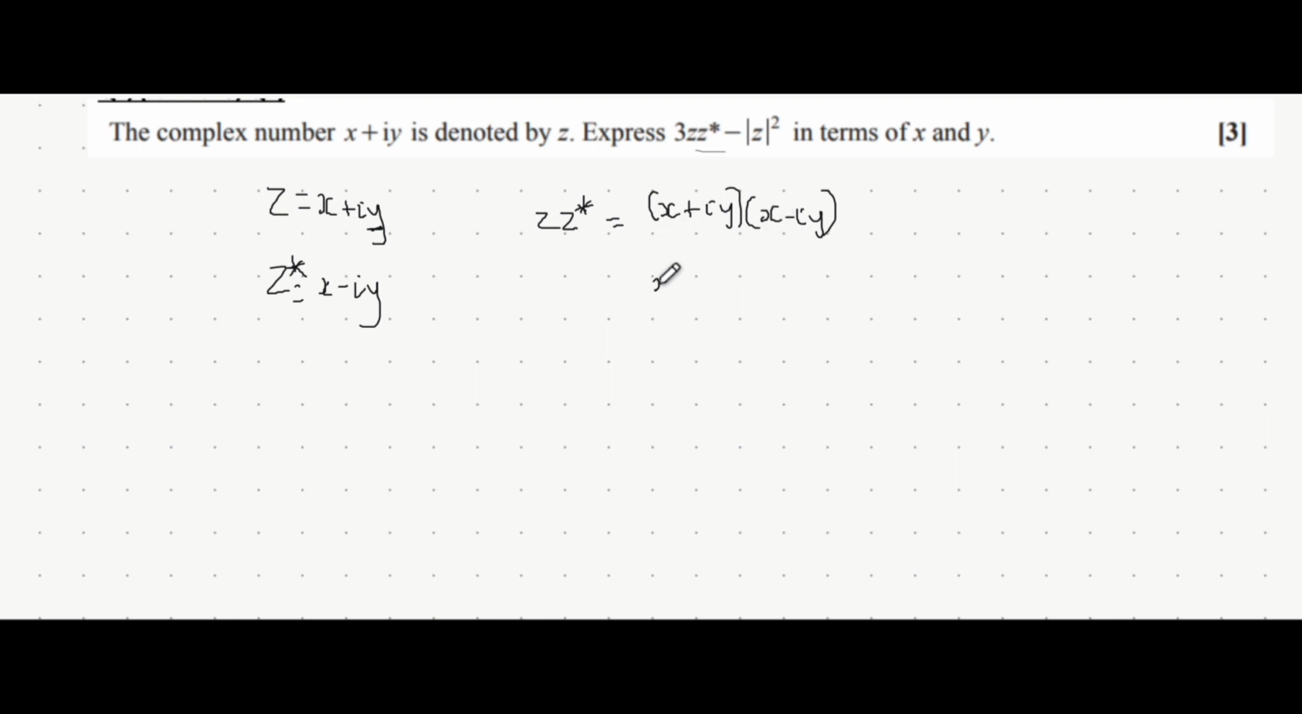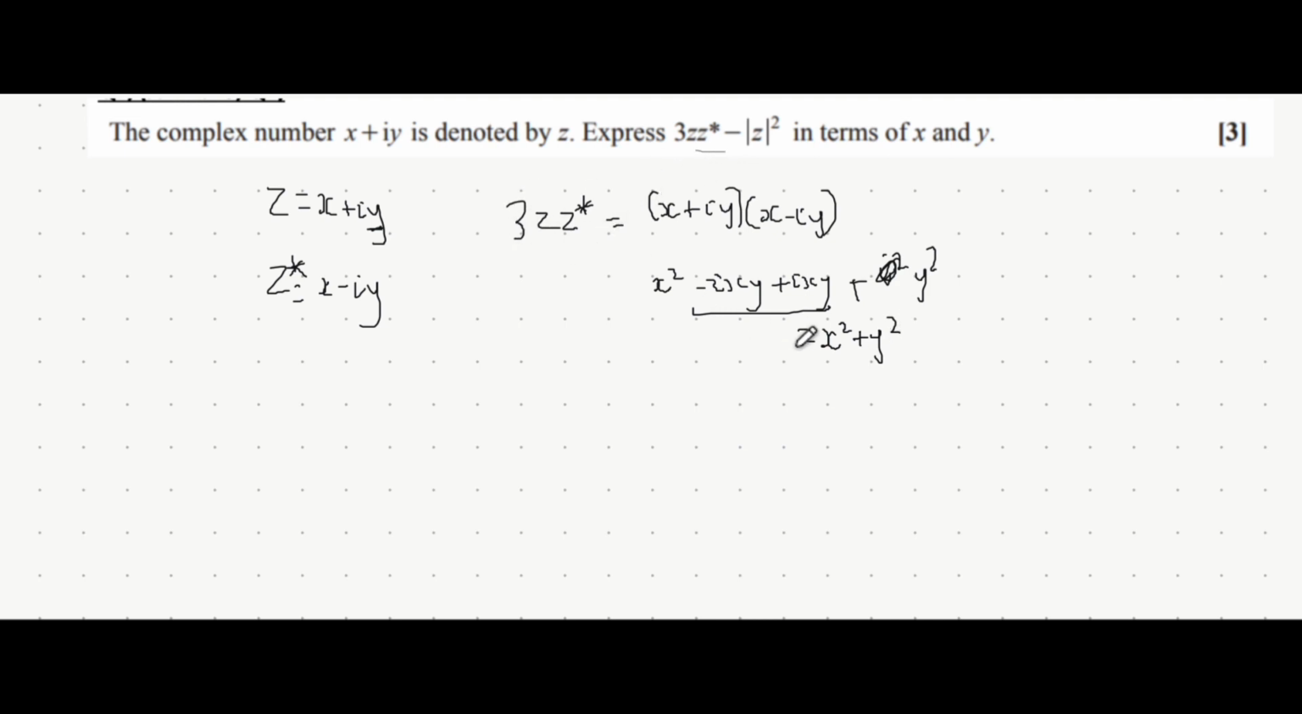So x times x is x squared, x times minus iy is minus ixy, iy times x is plus ixy, and then iy times minus iy, you have to be careful here, you might even want to write it out, but it'll be negative and it'll be i squared y squared. Now i squared itself is equal to minus 1, so you can write this as positive y squared. The ixy terms cancel out, and this leaves you with x squared plus y squared. That's what z multiplied by the complex conjugate of z is.